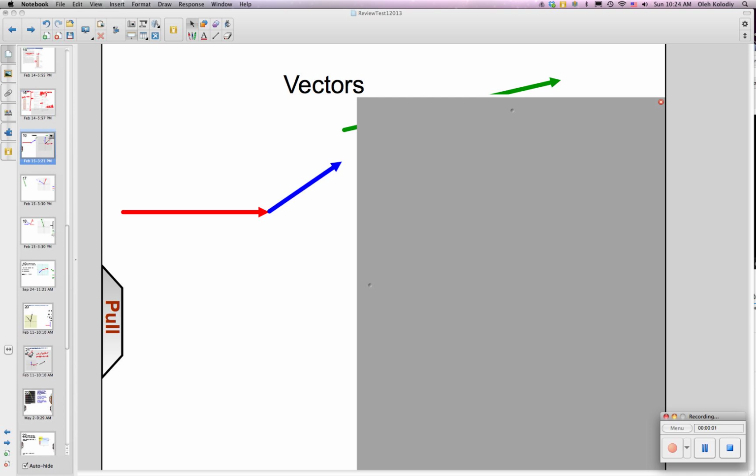In physics, we will often need to work with vectors. So let's see how we work with vectors. In this particular case, let's take a look at how we add two vectors. Let's say these are displacement vectors, the red vector and the green vector.